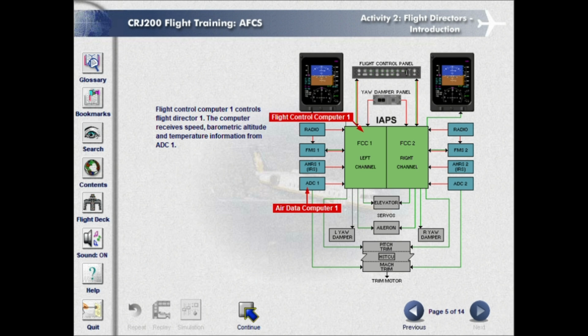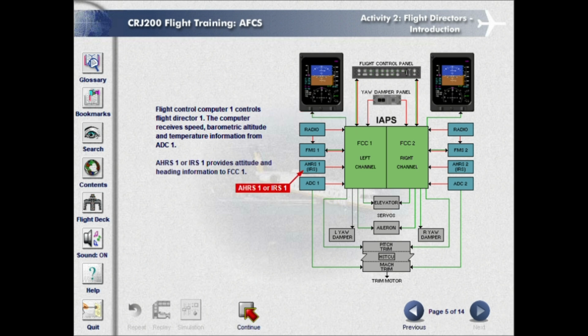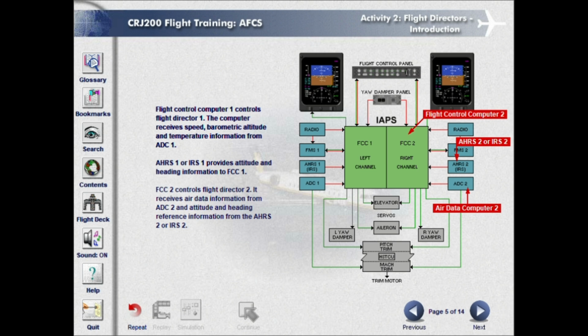Flight Control Computer 1 controls Flight Director 1. The computer receives speed, barometric altitude, and temperature information from ADC-1. AHRS-1, or IRS-1, provides attitude and heading information to FCC-1. FCC-2 controls Flight Director 2. It receives air data information from ADC-2 and attitude and heading reference information from the AHRS-2, or IRS-2.